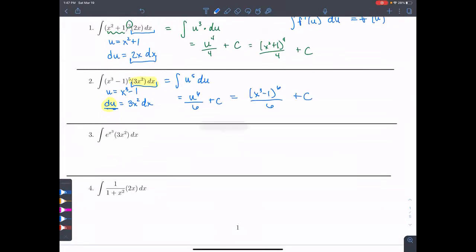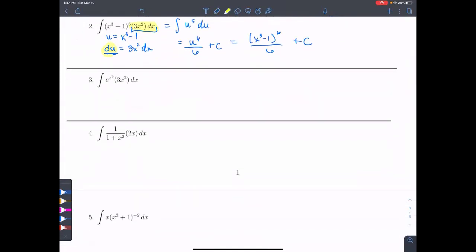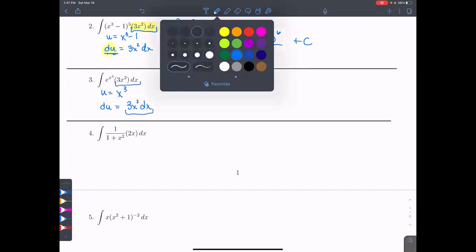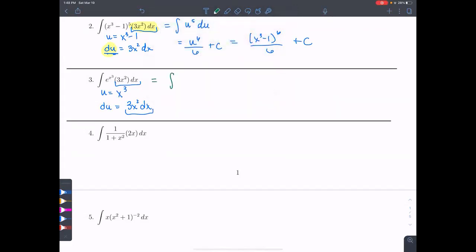All right. Again, the inside function here is x cubed, and its derivative is sitting there. That's good news. So u, the inside function, is x cubed. Du is 3x squared dx. So again, we're going to make that substitution for du. So this is equal to the integral of e to the u du, which is e to the u plus c, which is going to be e to the x cubed plus c.